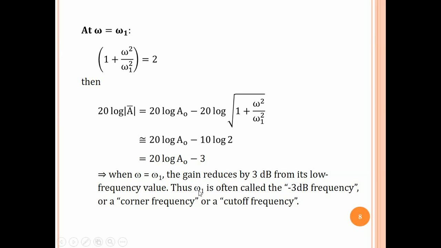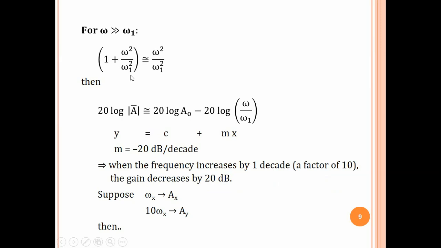This frequency is very important in characterizing any system, and it's also often called a corner frequency or a cutoff frequency. We will discuss both of these in a few minutes. Alright, then we ask what happens if omega is much greater than omega 1. So we saw omega much less than or equal to; now we say much greater.